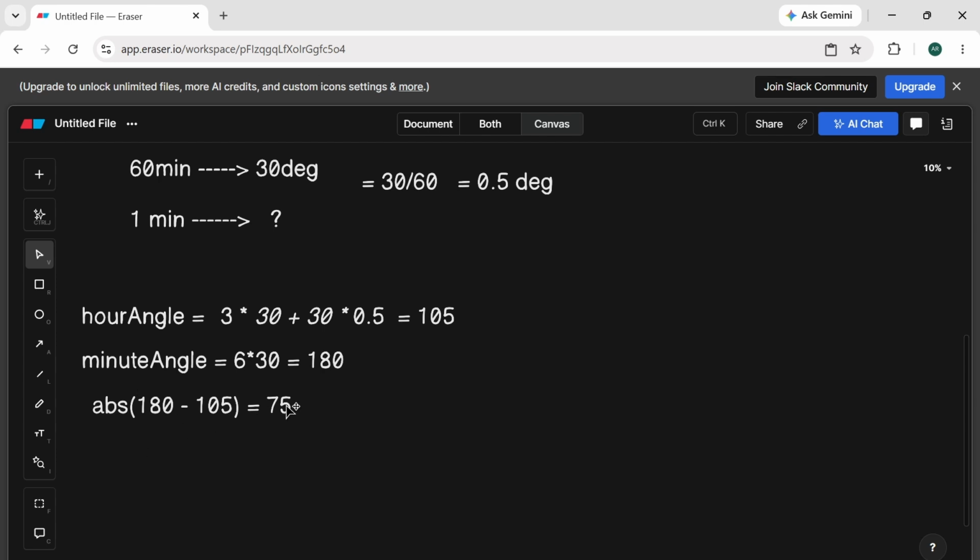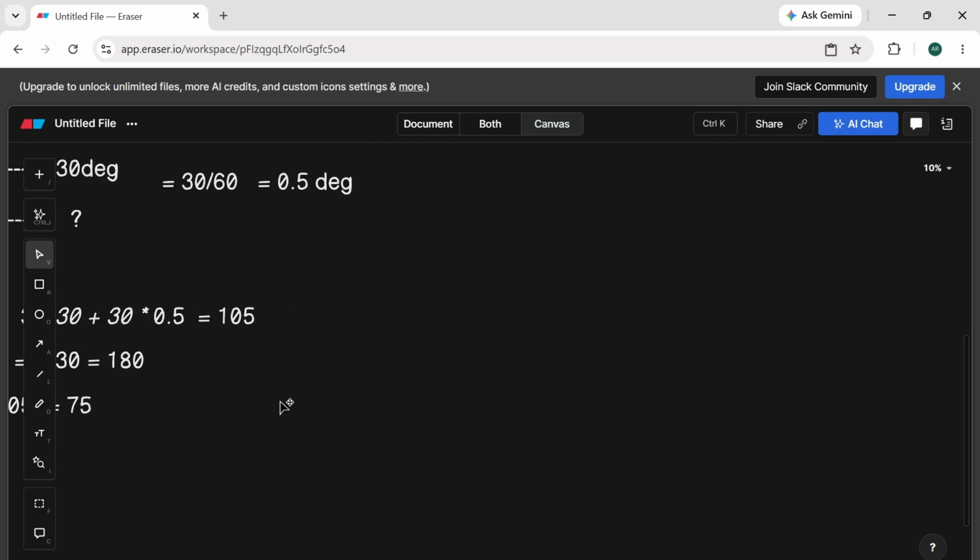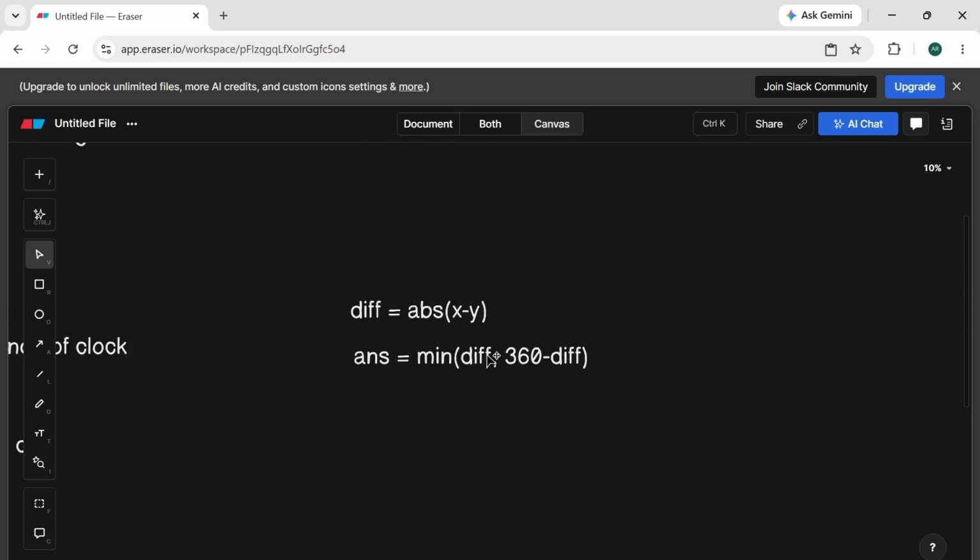But you also need to make sure that sometimes this angle is greater. So you will consider both of the things. So what I mean is here, yes, this is a difference, right? But you will also do the subtraction from 360 degrees, because sometimes this second term might be smaller. So you need to take the minimum of both, and finally that will be your answer.